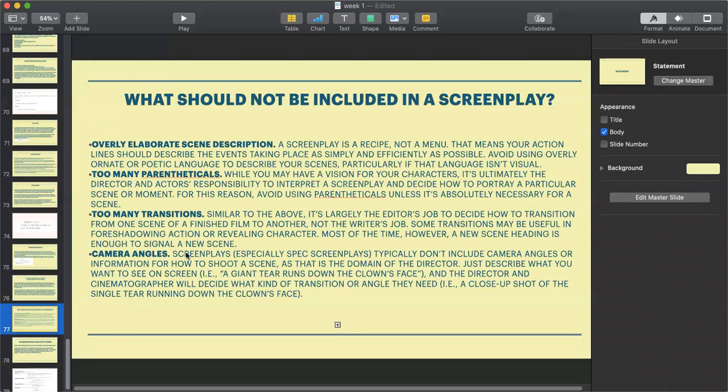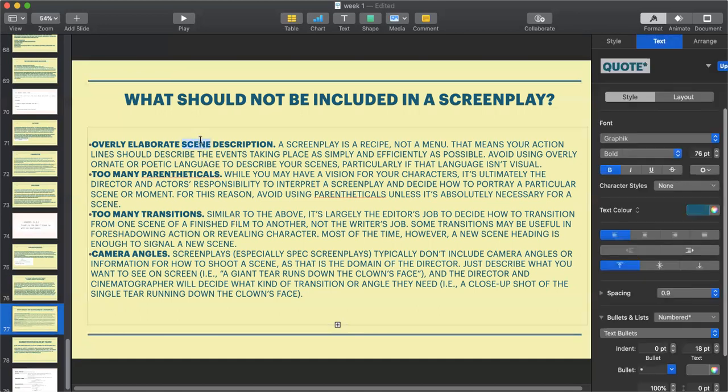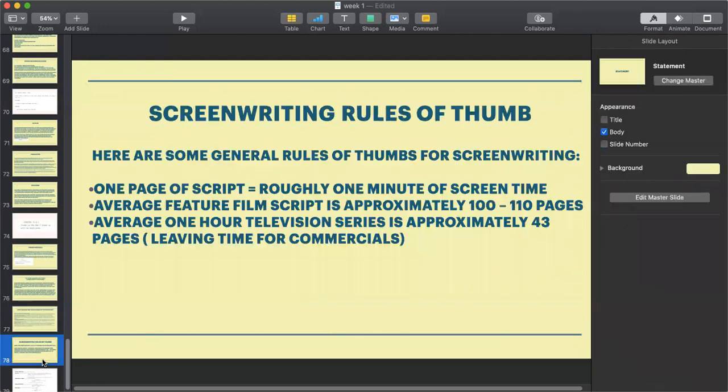So these 5 have to be in a screenplay, wherein there are some things which should not be included too much: camera angles, too many transitions, again, too many parentheticals, and too much elaborate scene description. If you are including too much elaborate scene description, this will be almost like a story. It won't be a script. Okay. And the basic thumb rule of script writing is 1 page of script is roughly 1 minute of screen time.